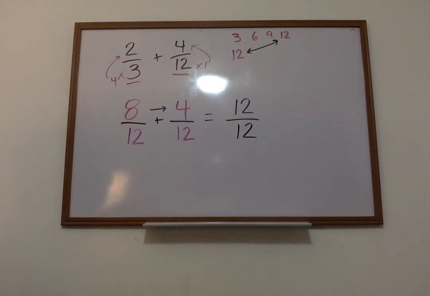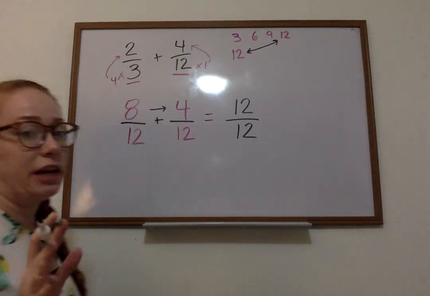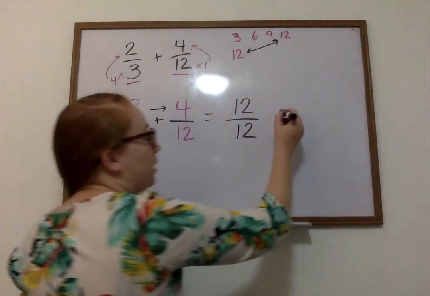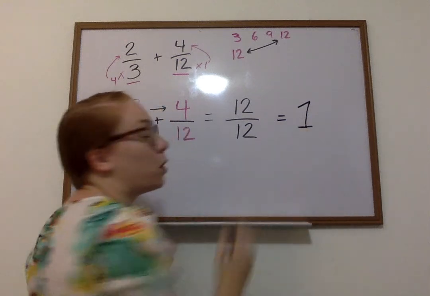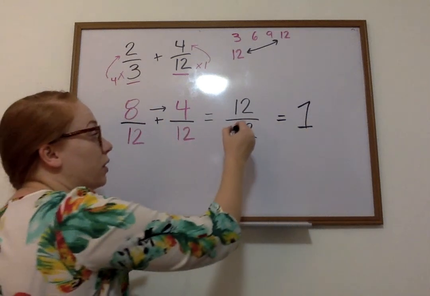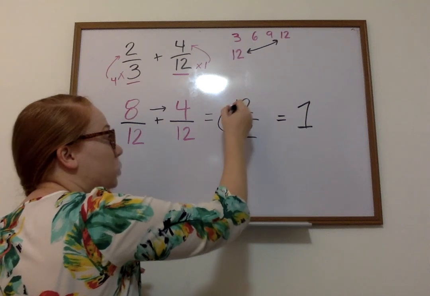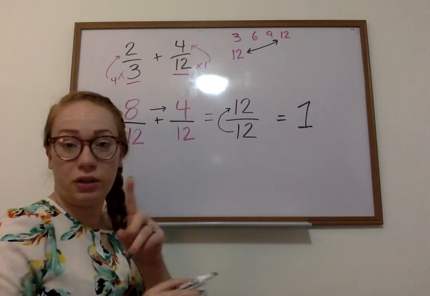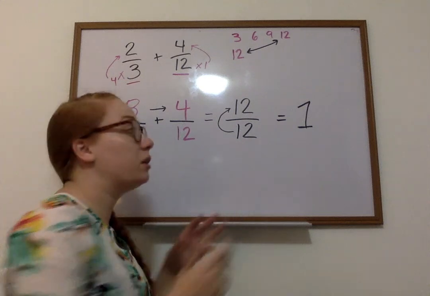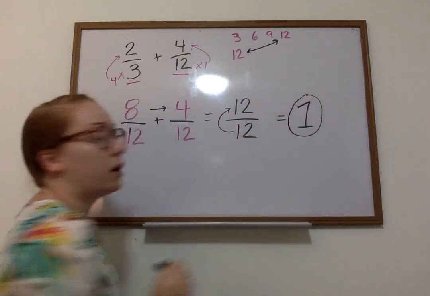I got to ask myself, can this be simplified? Well, yes, it could be simplified. Some of you may already know that the same number on top of the same number automatically means 1 whole. If you didn't, you could still figure it out, because you know that 12 can go into 12 one time. There's no remaining anything. It's just 1 whole. So this could be simplified to 1 whole.